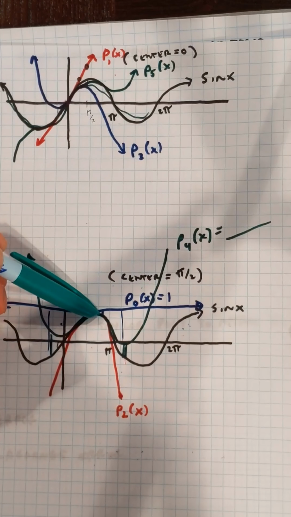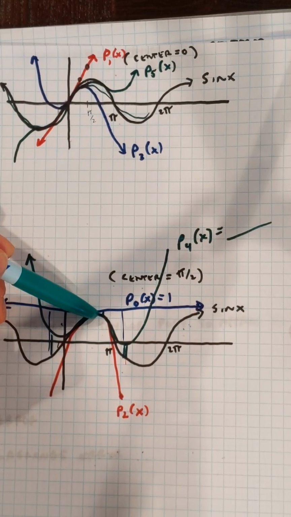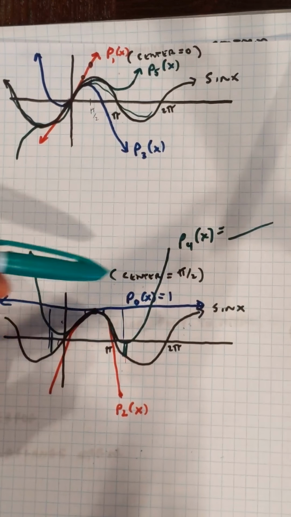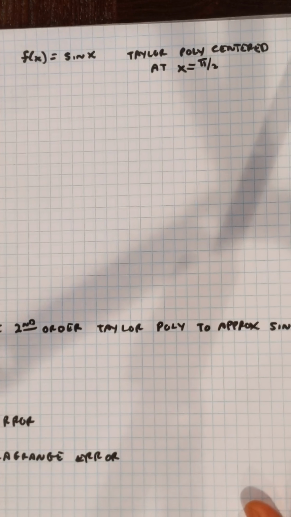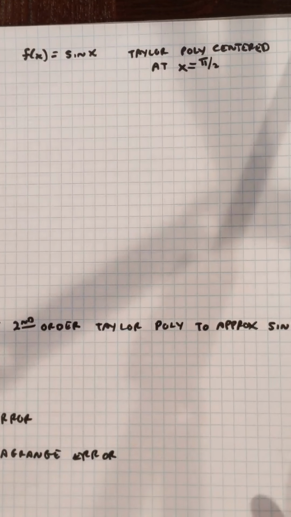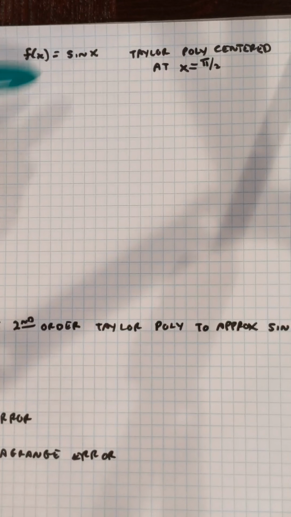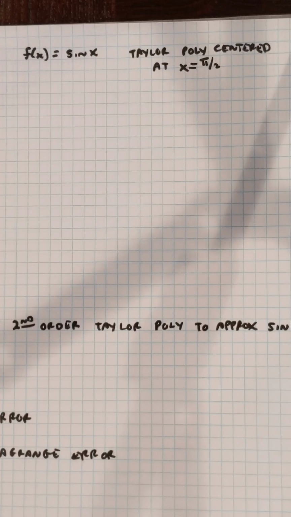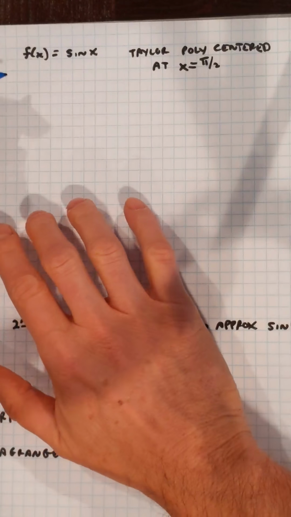Today we're going to focus on centering around pi over 2, which is here, and the transition that occurs when we do that. It simply moves the center, allowing it to be more accurate around a certain spot. So we want to be accurate around pi over 2, and we're going to use the function sine x. The steps are pretty much the same. I'll show you the parts that are different.